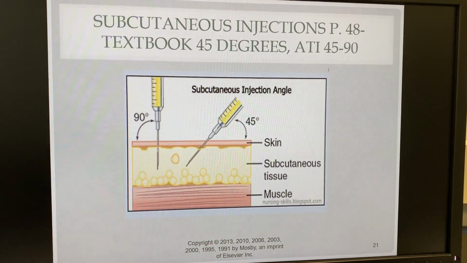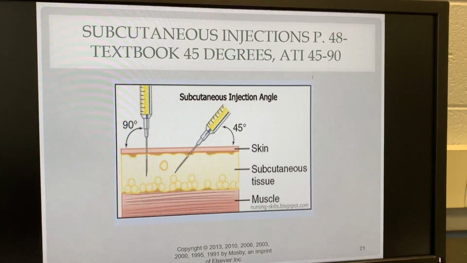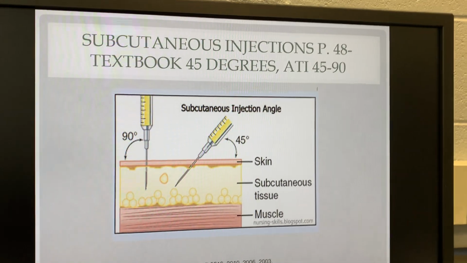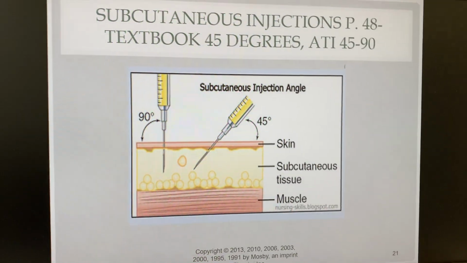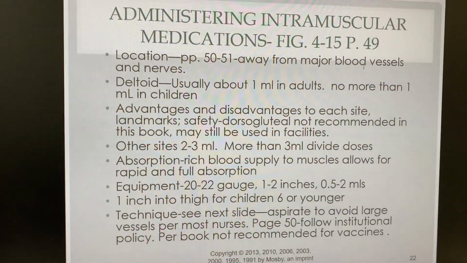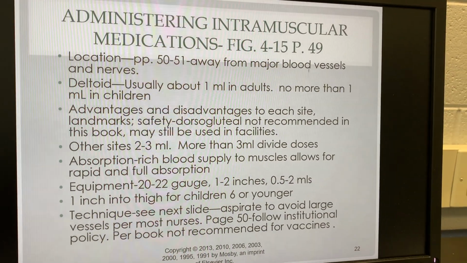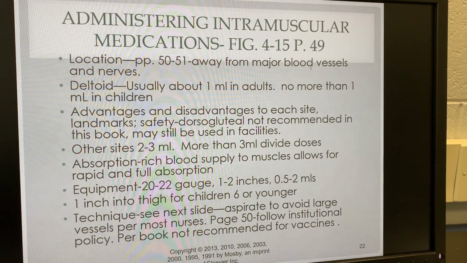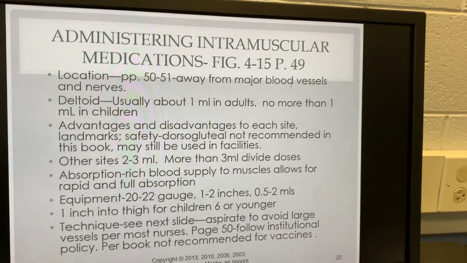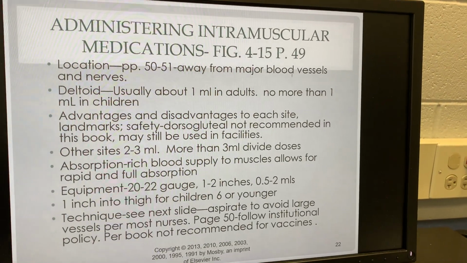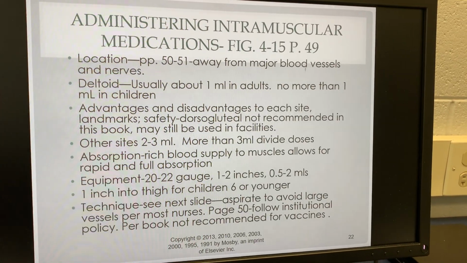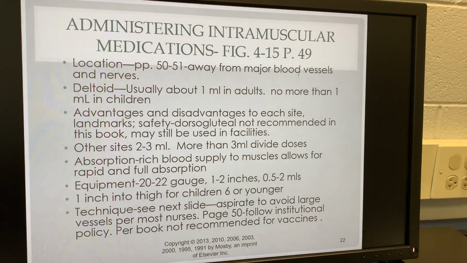The subcutaneous is held halfway between parallel and 90 degrees. And then last thing we'll talk about as far as giving injections is IM injections. They're talked about on page 49, and you can see with an IM injection, you're going straight down into the muscle. Now, we will be talking about sites for IM injection.